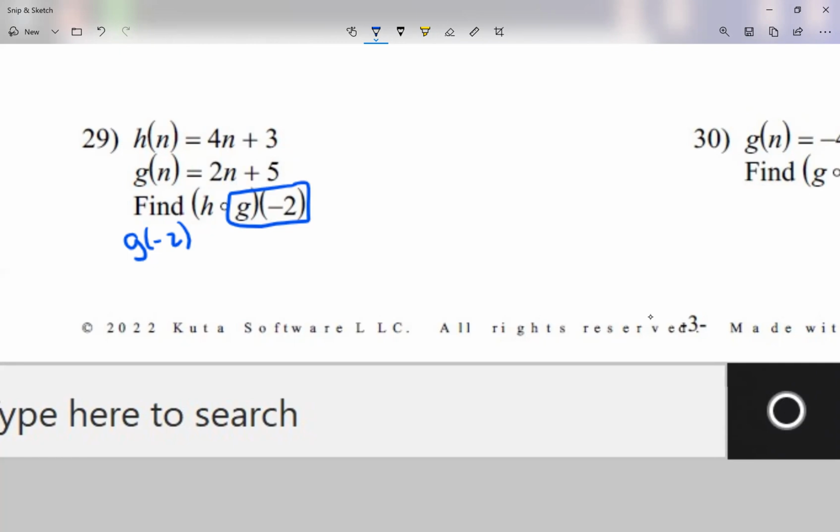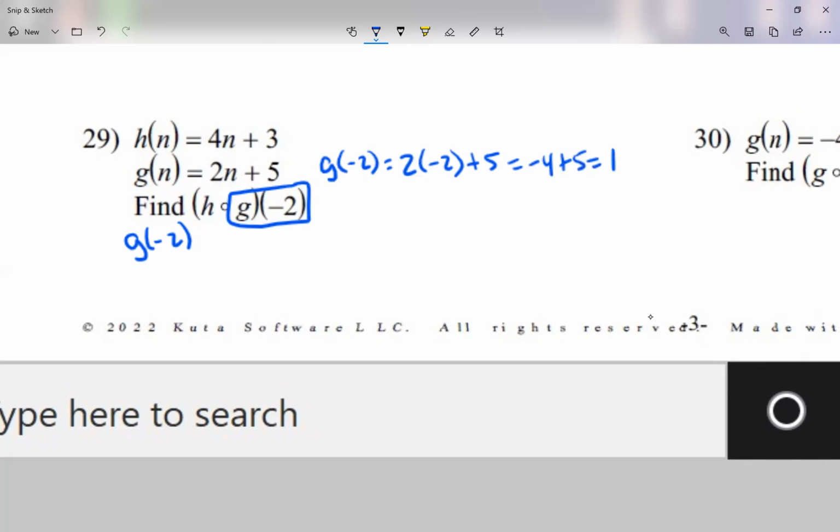Now, G of -2, I'm looking at the function. G of -2 is 2 times a -2 plus 5, right? My variable, my letter in this case is n. So for every n, I type in -2. Kind of like I mentioned before. Most of the time, the variable is x, but not always. Right? G of -2, so it's 2 times -2 plus 5. That is like -4 plus 5, which is equivalent to 1. So I had to find out G of -2. And I found out it's 1.